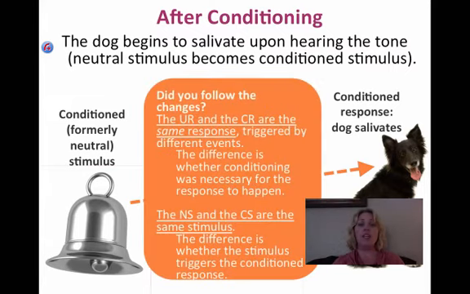So did you follow the changes? The UR and the CR are the same response, triggered by different events. The difference is whether conditioning was necessary for the response to happen. The neutral stimulus and the conditioned stimulus are the same stimulus. The difference is whether the stimulus triggers the conditioned response. So the UR and the CR are the same response. The NS and the CS are the same stimulus.